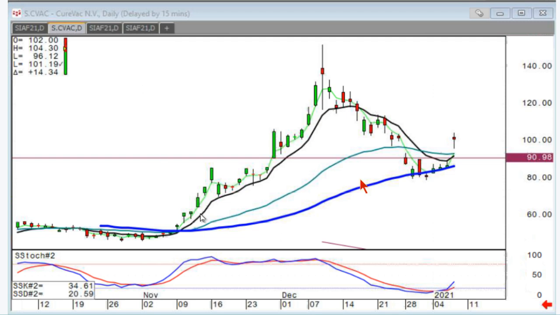Does J-hook equal cup and handle? Usually a cup and handle is a fry pan bottom and then a flat pullback. A J-hook pattern, again, is after a strong up move and then the pullback, and then it starts back up again.